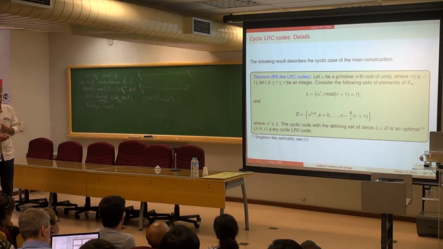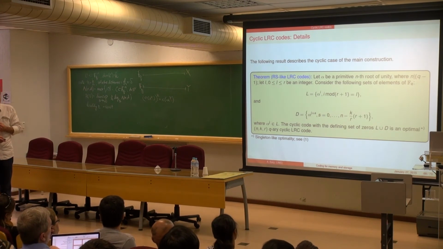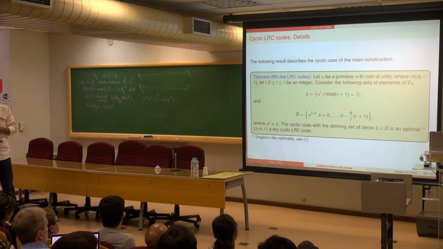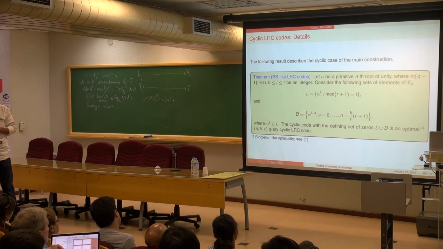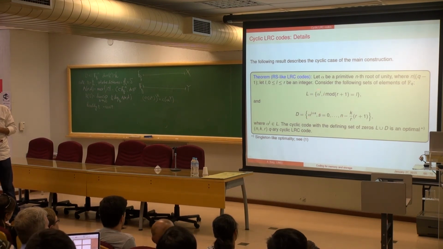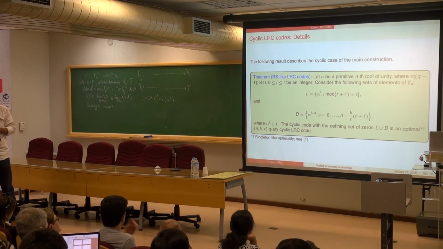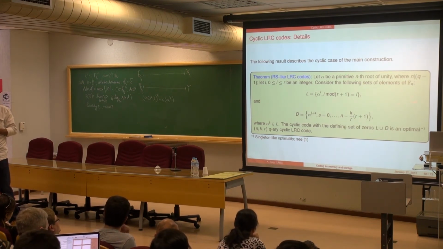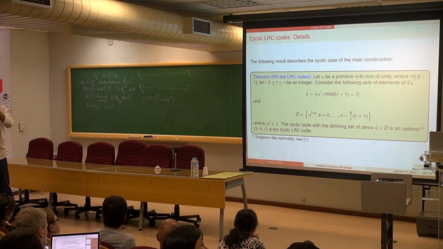And here is a general theorem. It says: take a cyclic code over F_q, take consecutive zeros, d for the distance, l for locality, and then we need jumps of r plus 1. So modulo r plus 1, it doesn't have to be 0, it can be l, any l. And so these two sets give us a cyclic code with locality r, and this is Singleton optimal.